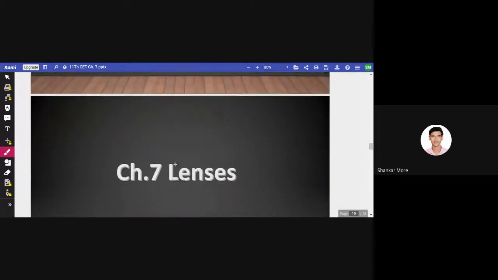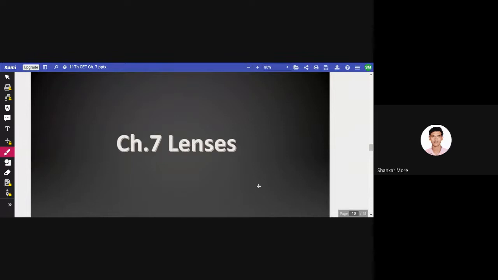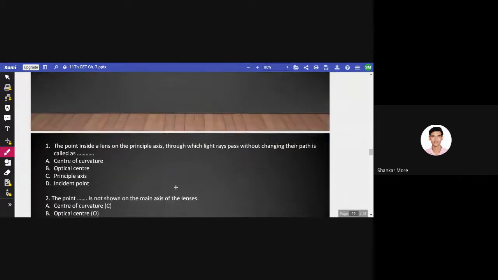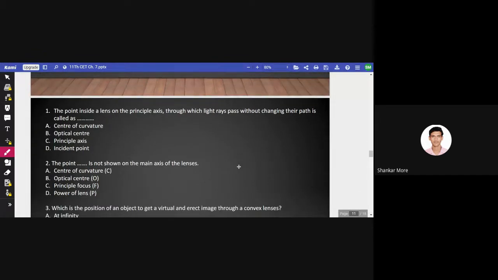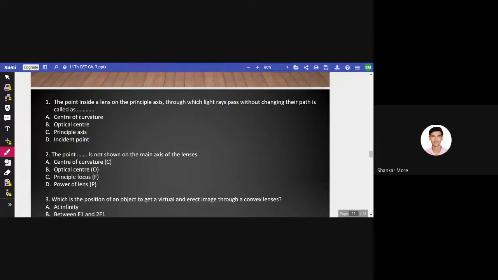So that was all about chapter 5, that is heat, and now we are going to discuss a few MCQs about chapter 7, that is lenses. Okay, so it is a very interesting chapter in my perspective. For those who are now in 10th, or have just come this year, this chapter is a bit easier to understand as compared to heat.